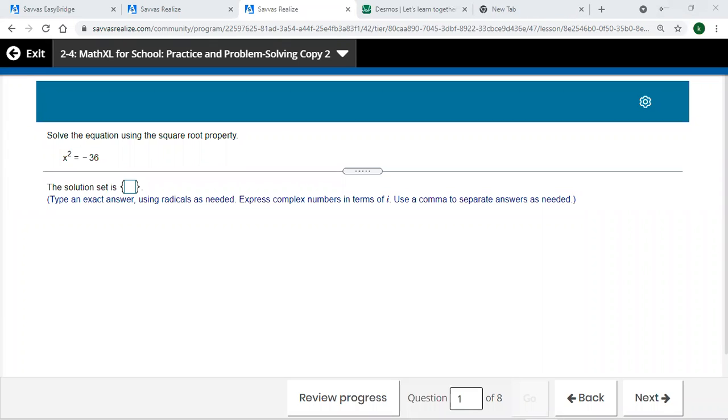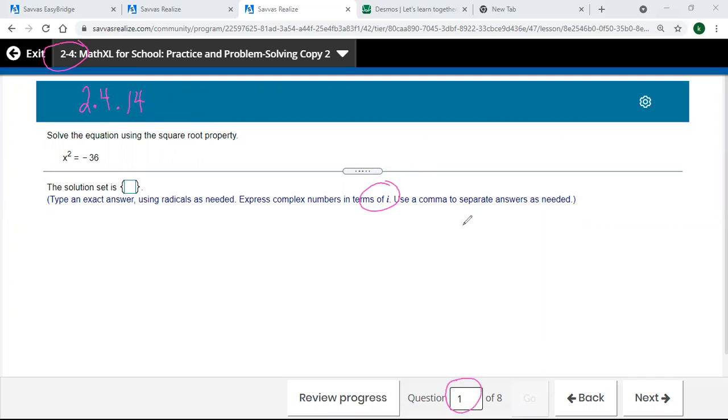We are working on some Algebra 2, lesson 2.4. This is the first problem, at least the way I have it assigned right now. Not to say that couldn't change for me. And we are dealing with a topic called imaginary numbers and complex numbers.